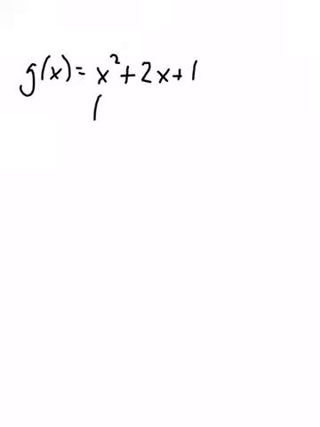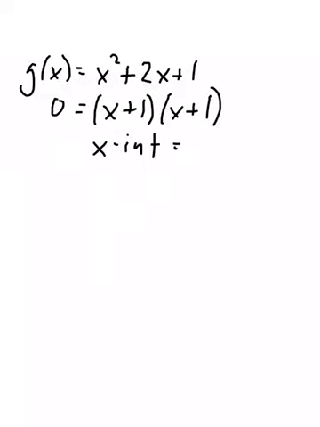Let's take another example. Let's take g of x to be x squared plus 2x plus 1. I'm going to go ahead and factor this because I want to know the middle bit. So I'm going to have (x + 1)(x + 1). That's my function, and to find the x-intercepts, I set that equal to 0. So I get my x-intercept to be negative 1, and it occurs twice.